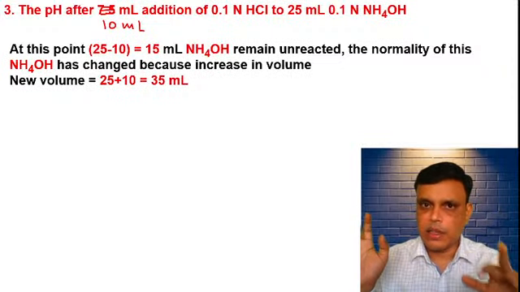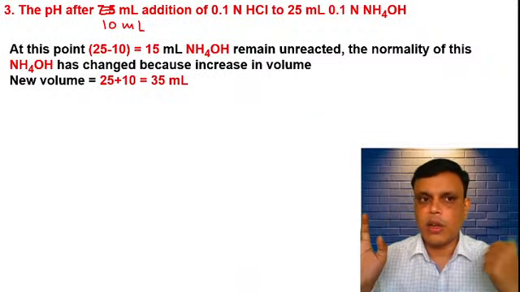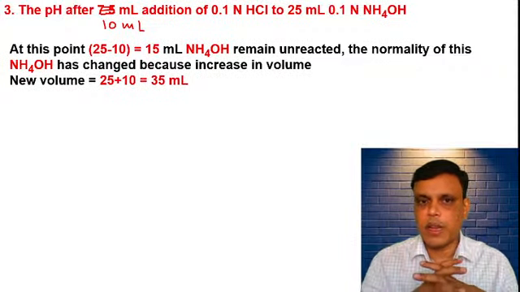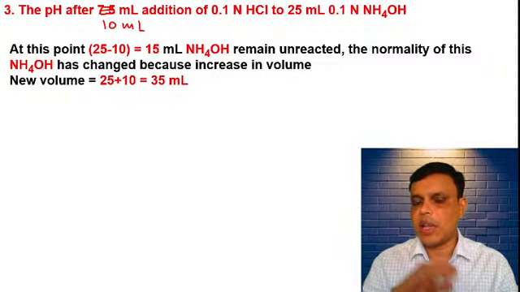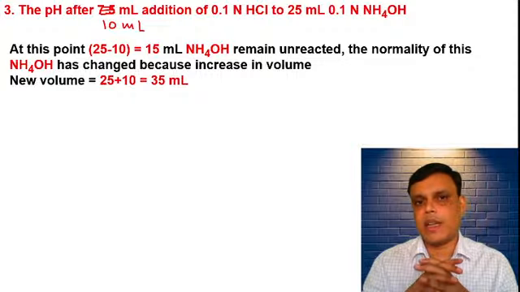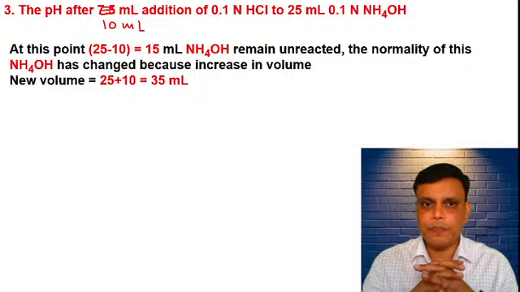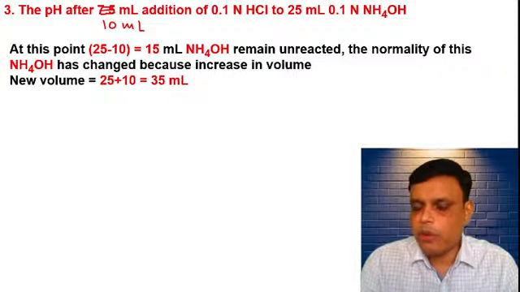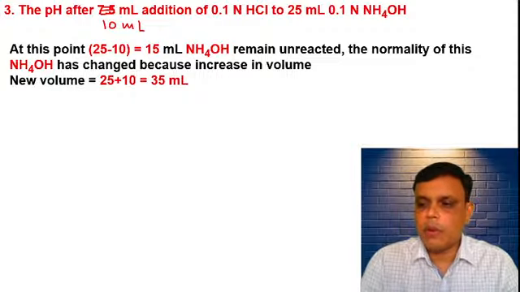And here its normality also will get changed because of the increase in volume, total new volume will become 25 plus 10, that is 35 ml. So due to increase in volume, concentration of that NaOH will get changed, and we can calculate the concentration of that NaOH in the new volume. How will you calculate the concentration of NaOH, or the new normality of ammonium hydroxide? Which equation you have to use? कौन सा इक्वेशन आप लोग यूज करोगे?